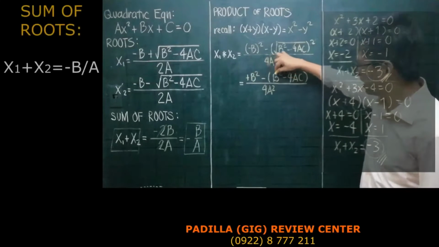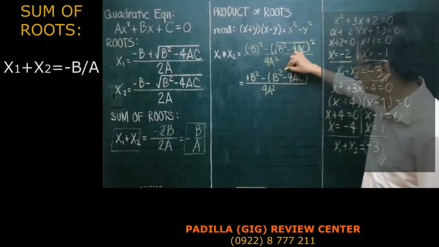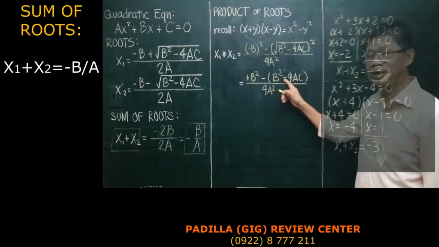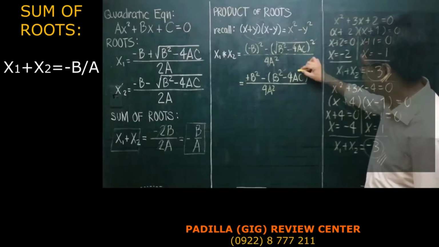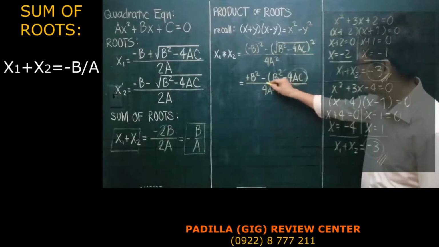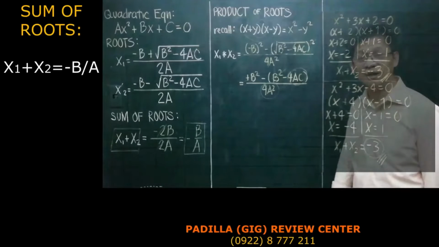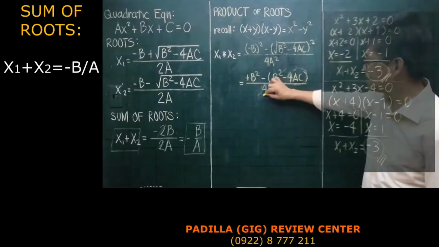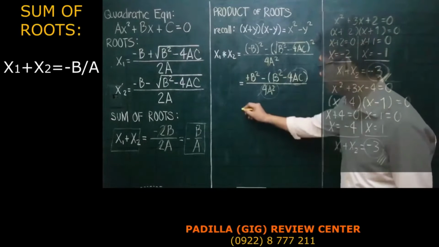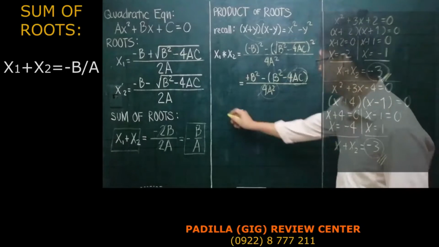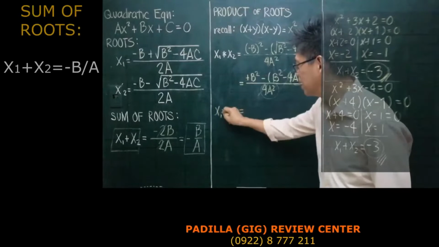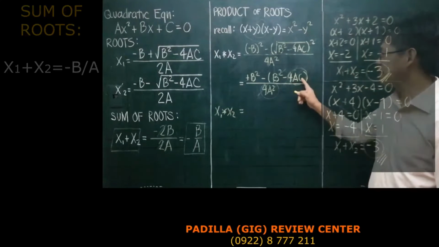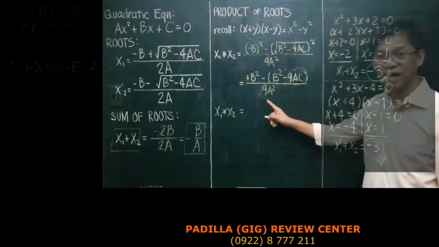So b squared minus b squared, this will cancel. Minus and minus plus. So we are left with 4ac over 4a squared. 4 will cancel out. A will cancel out also. So this will give us x1 times x2 is equal to c over a.